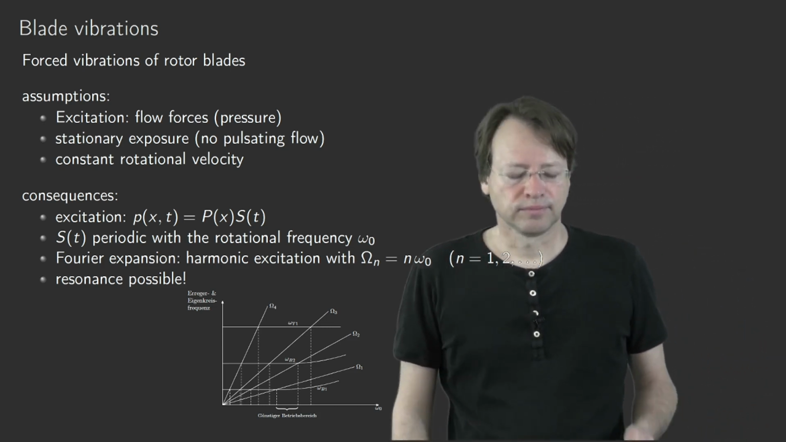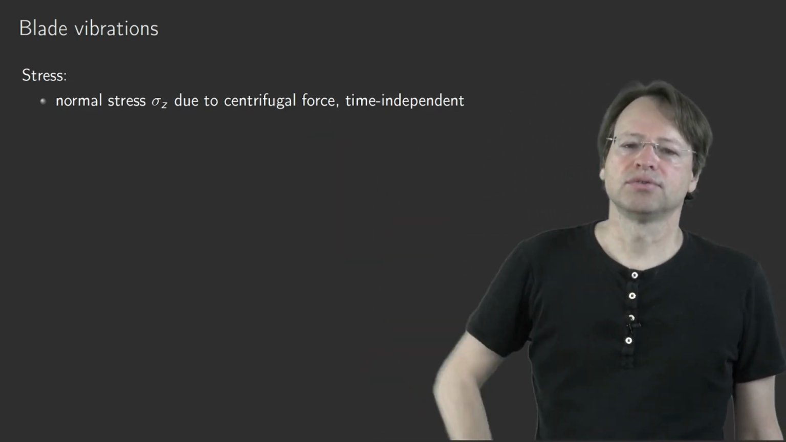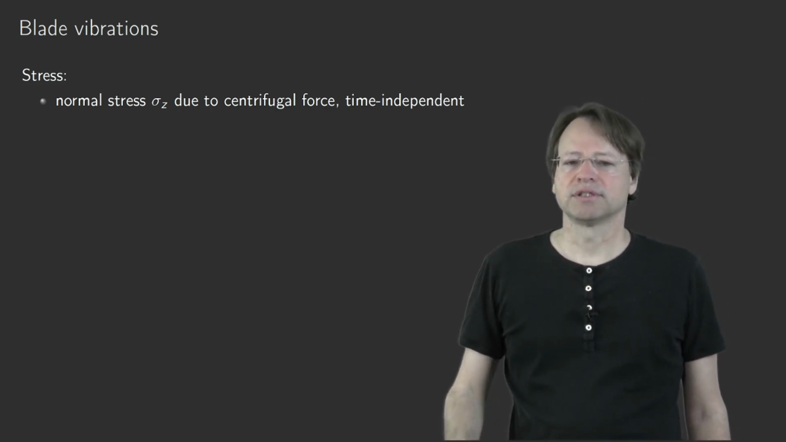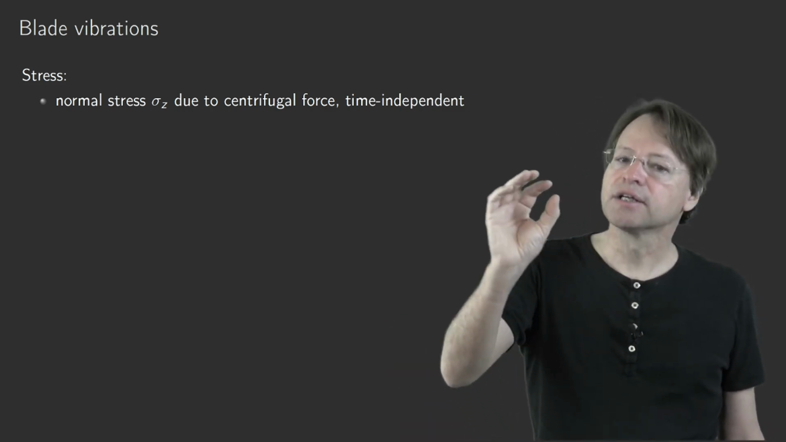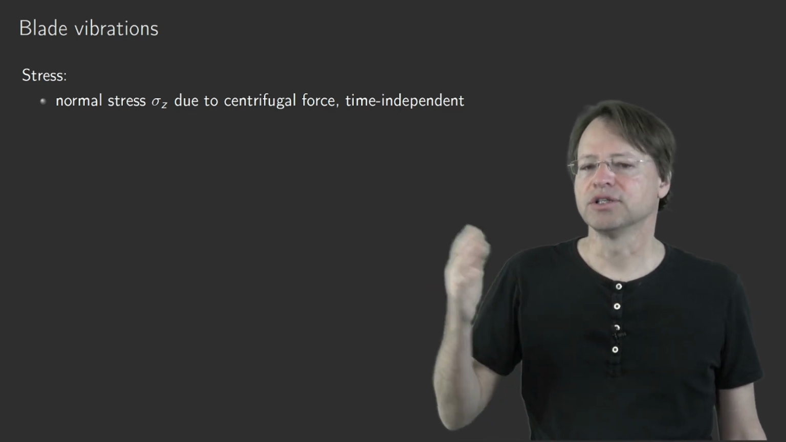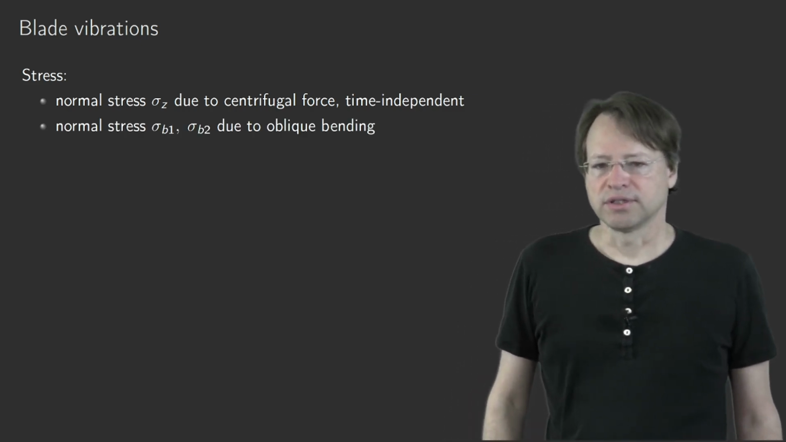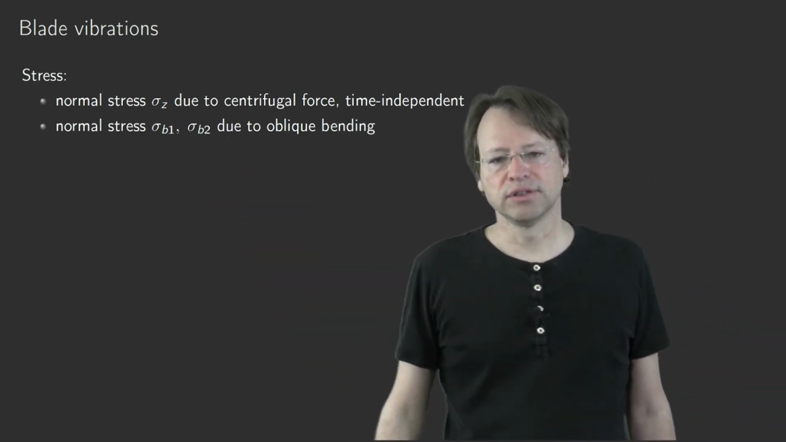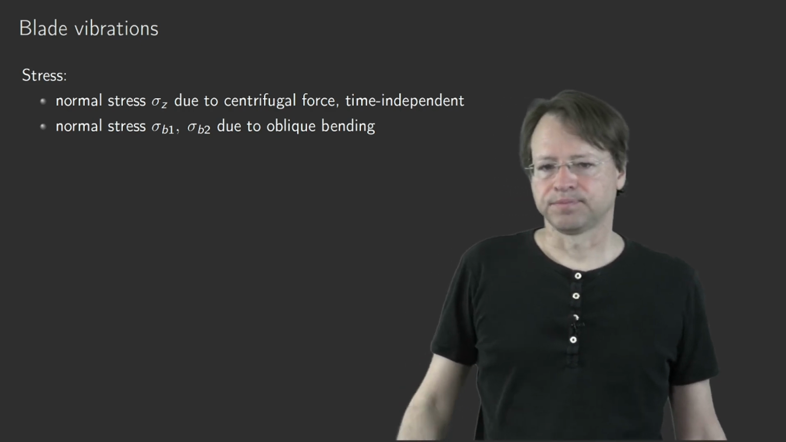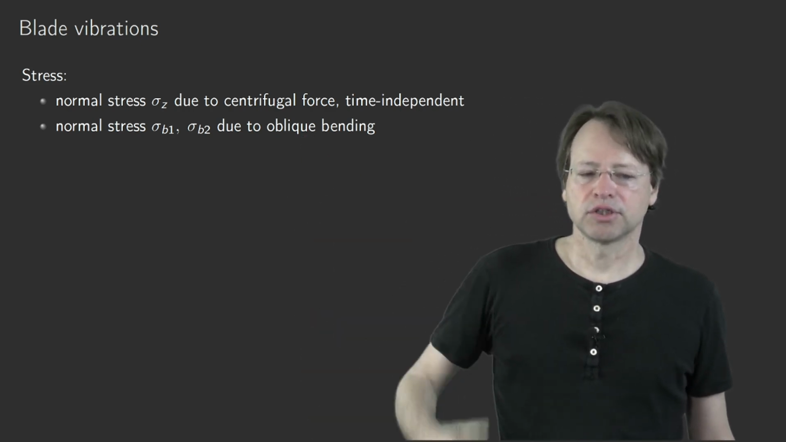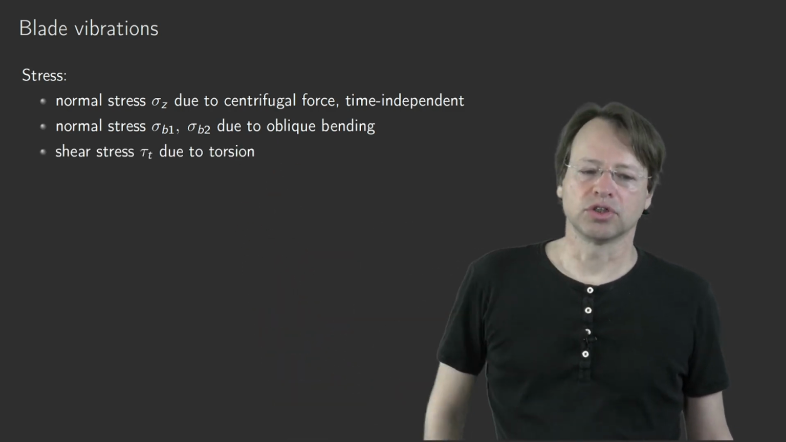What would be the stress that we have to take into account? We have a normal stress due to the centrifugal force. That normal stress is rather time independent. If you remember from the last video what we did in the axial direction, we took a quasi-static approximation into account. So here is the static contribution. Then we have normal stresses, two normal stresses from the two directions, due to oblique bending, which is in German schiefe Biegung, and we have a shear stress due to torsion.